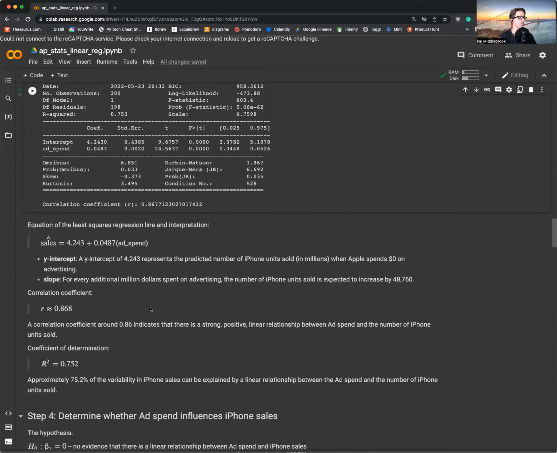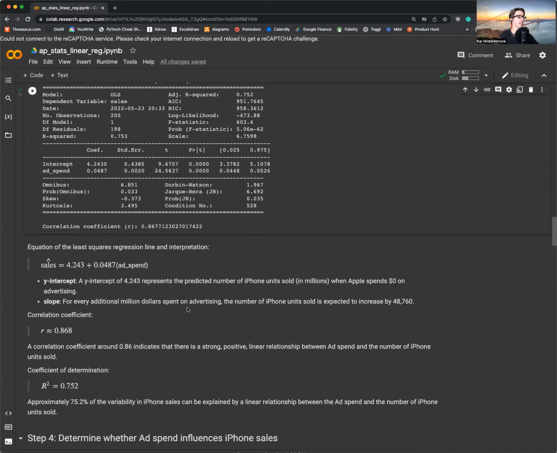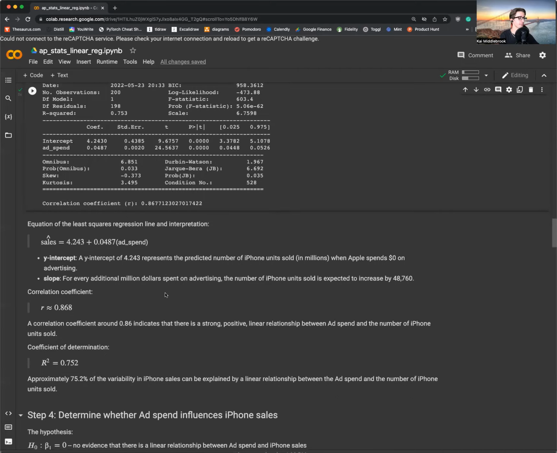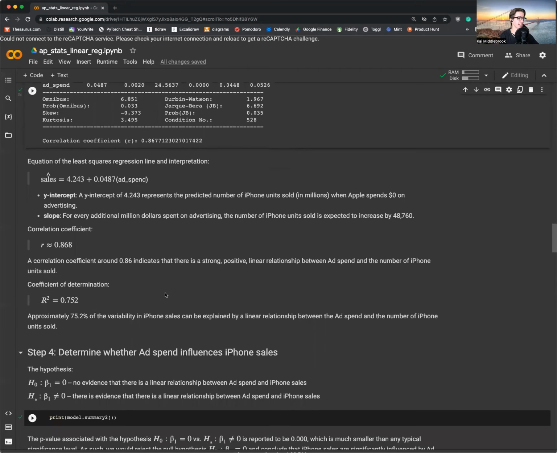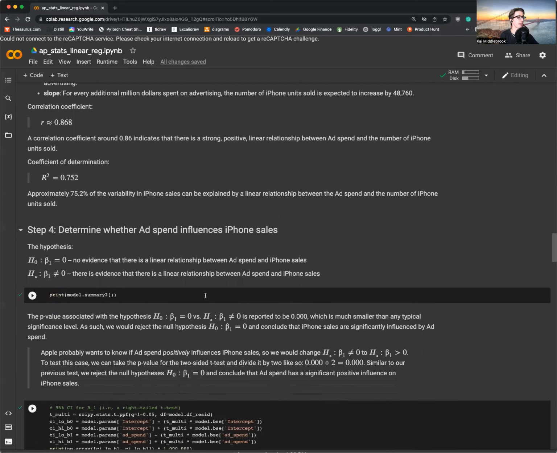Cool. So now that we have pretty much determined that a linear regression model is appropriate, all of our conditions have been met, and we've interpreted the output of our model, let's run a hypothesis test to determine whether ad spend influences iPhone sales.